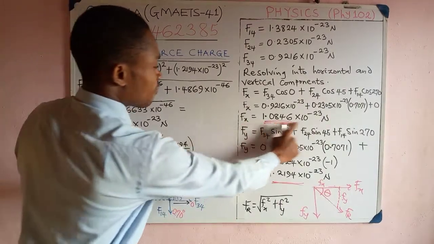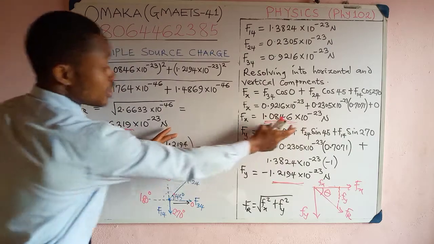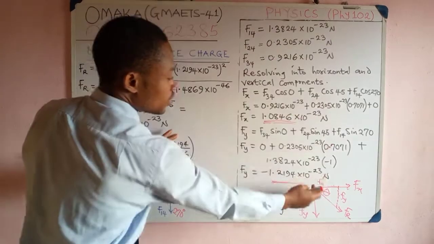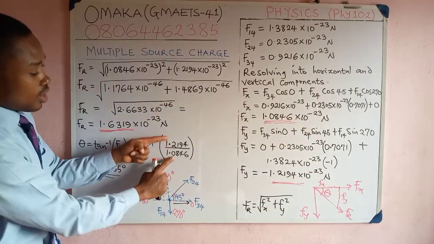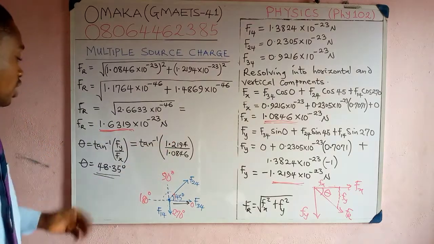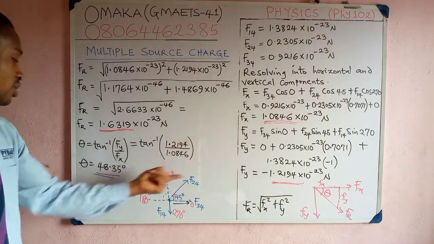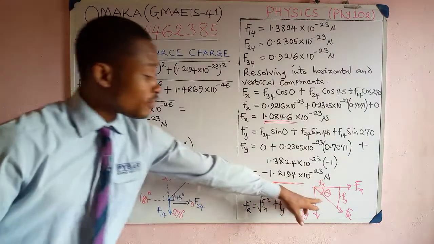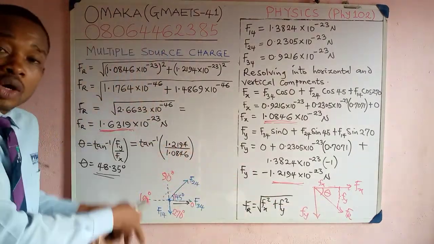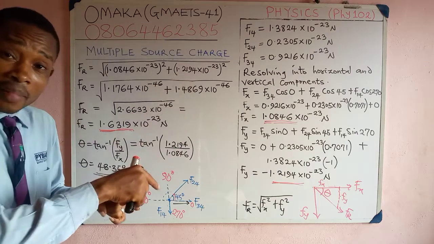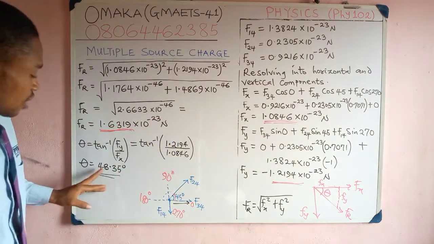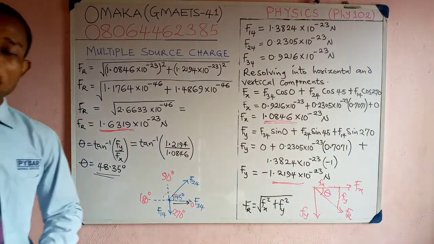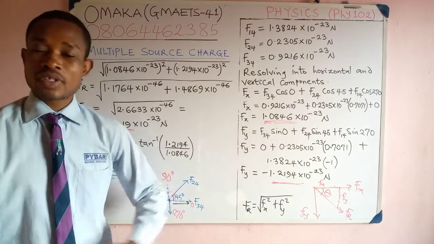Look at the value of Fx. If you substitute these values here, the 10 raised to the minus 23 will cancel out so that you'll be left with this. Use a calculator and obtain the tan inverse of this, and your result will be 48.35 degrees. So that the resultant force acting at the left lower corner of the square, having these charges, is in the direction 48.35 degrees from the positive x-axis.